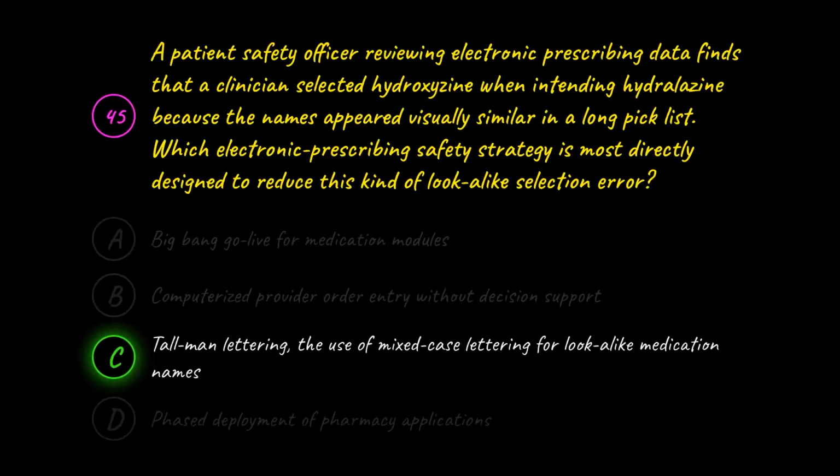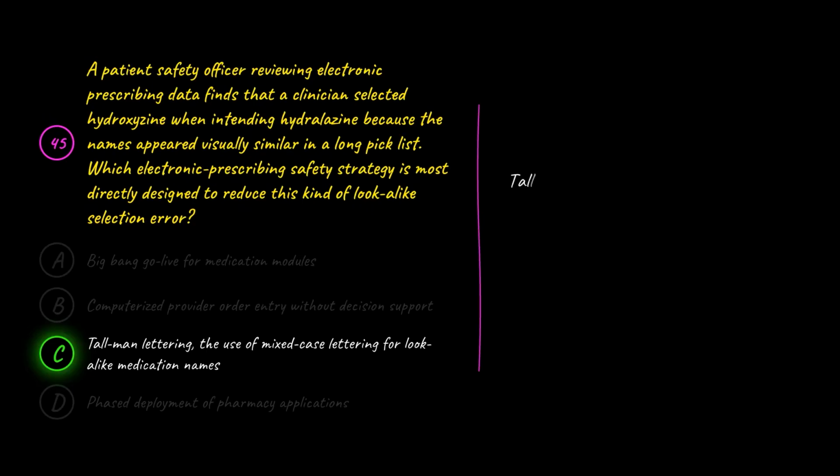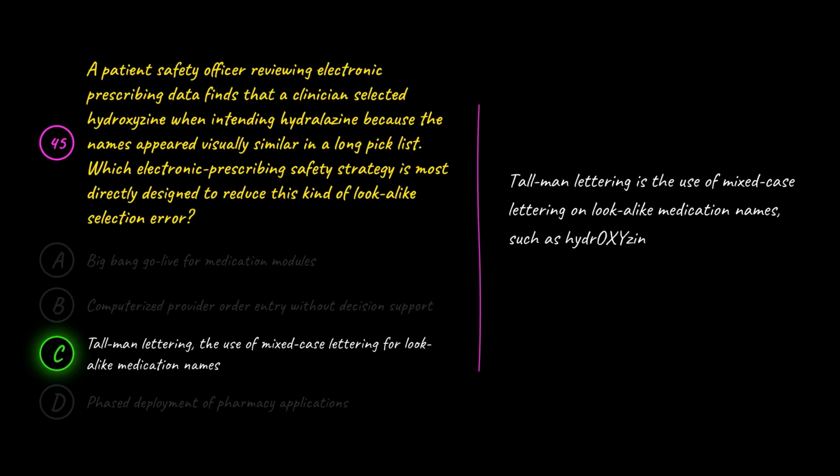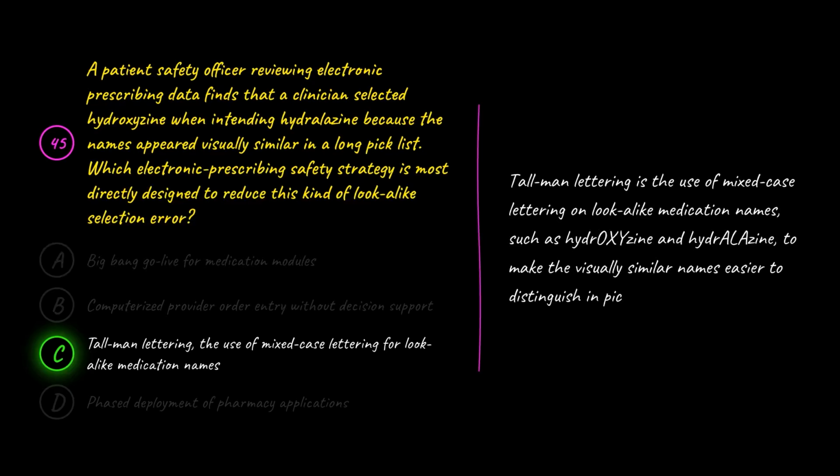The correct answer is C. Tall man lettering, the use of mixed case lettering for look-alike medication names. C is correct because tall man lettering is the use of mixed case lettering on look-alike medication names, such as hydroxyzine and hydralazine, to make the visually similar names easier to distinguish in pick list and prescribing screens. It is one of the safety strategies endorsed for reducing look-alike selection errors.